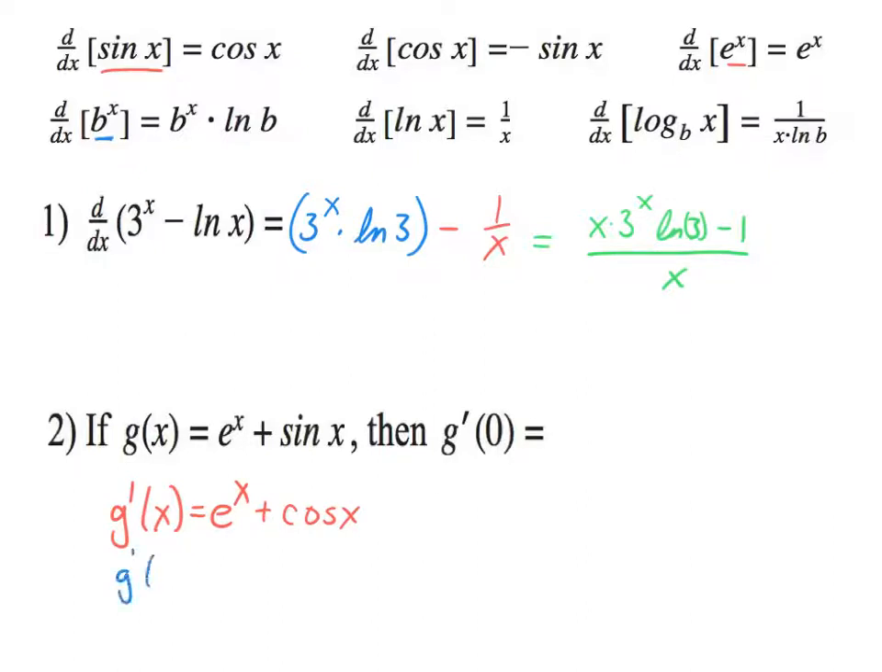All right, let's see what we get here. g prime 0 is equal to e to the 0 plus cosine of 0. So what do those equal? Anything to the 0 is 1, and cosine of 0 is also 1. So what is 1 plus 1? Isn't that equal to 2? So won't the answer to this be 2?